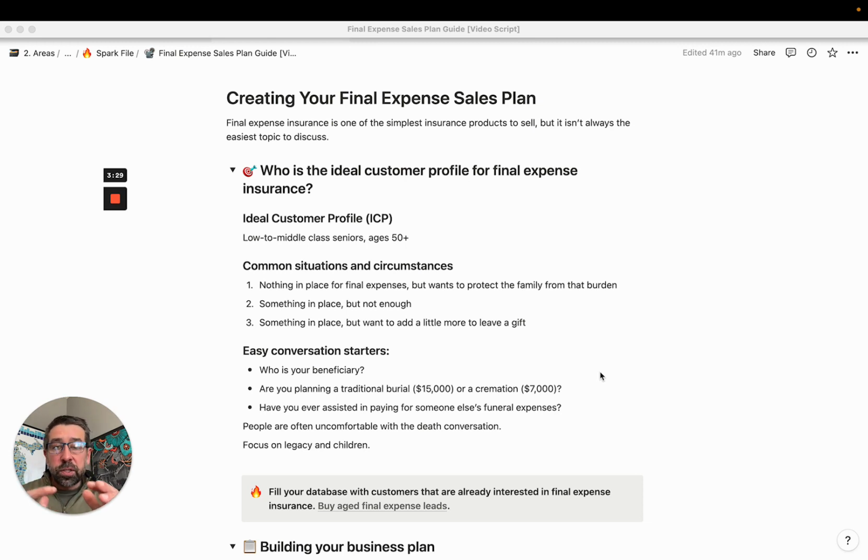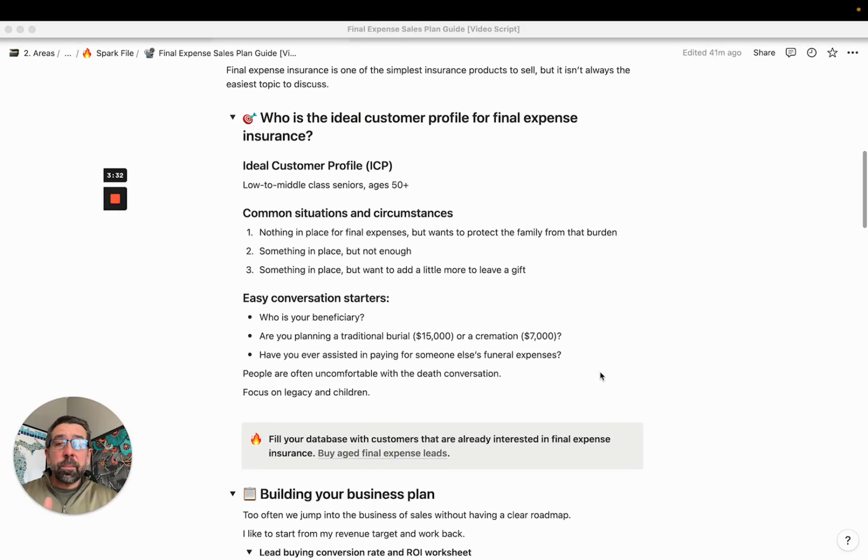Common situations. We've talked about these a little bit, but again, they probably don't have a lot of extra income in order to accumulate savings or a good retirement. They're probably living on a fixed income, and so they don't have a lot of margin in their life. But this is a great way to create some margin by paying that little bit extra and creating that margin on behalf of their beneficiaries, right? They may have something in place, but maybe it's not enough, right? You can have that conversation.